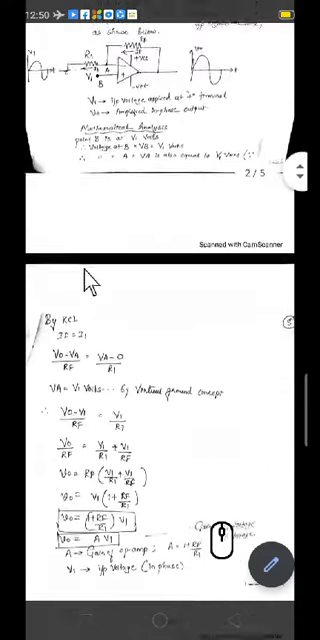Then IF can be written as V0 minus VA divided by RF. That is, I is equal to V by R, which is V0 minus VA divided by RF. Similarly, I1 is again V by R, which is VA minus 0 divided by R1. So it is written here.